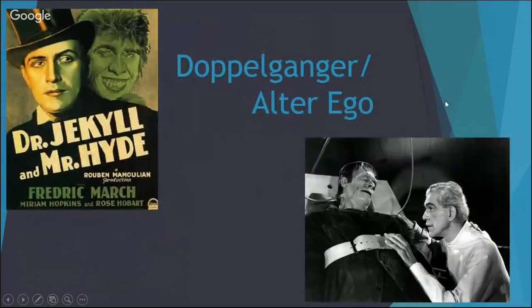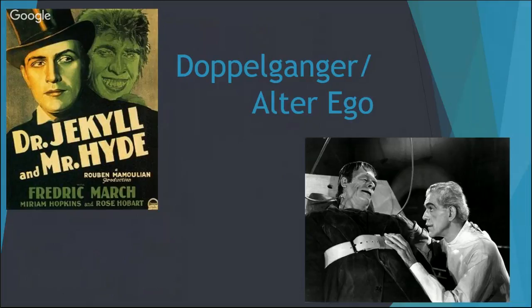So the term doppelganger or alter ego really became popular on Facebook a few years ago because you could take your picture and it would say, oh, which celebrity do you look like? Or find your doppelganger. And doppelganger is actually a German word; it translates to double goer. And how we talk about doppelganger or alter ego in literature is that it's a second self.